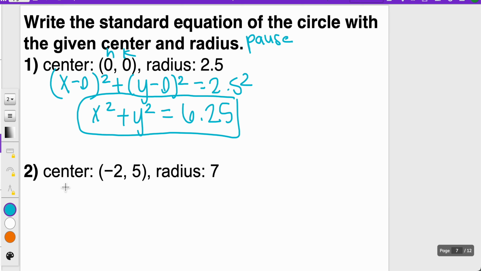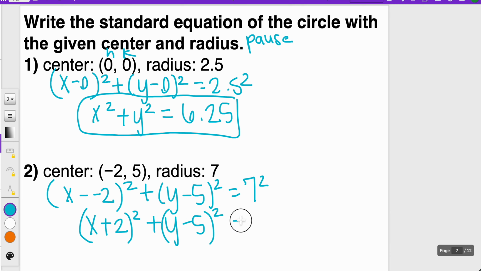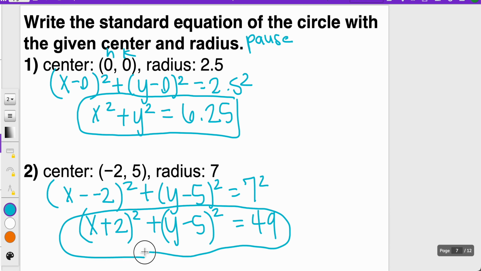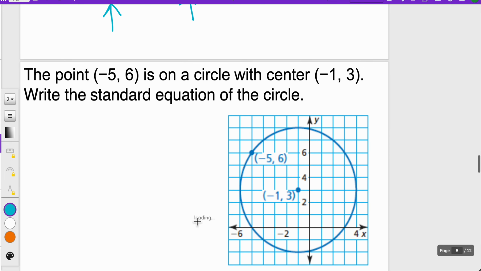Okay, for number 2, x minus negative 2 squared plus y minus 5 squared is equal to 7 squared. This will just change to x plus positive 2 squared, and then y minus 5 squared still remains the same, is equal to 49. Again, we're going to leave the x and the y values alone here because this is going to help us figure out, okay, my h would be -2, my k would be +5. Okay, moving on.